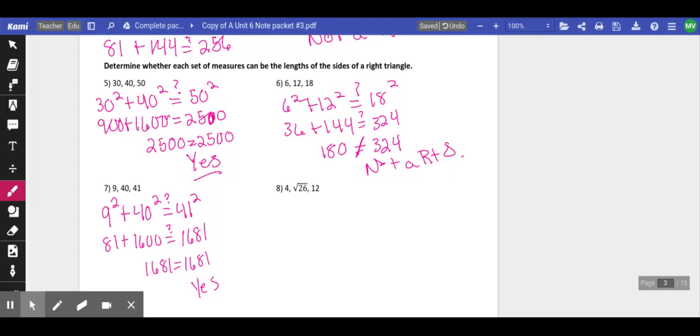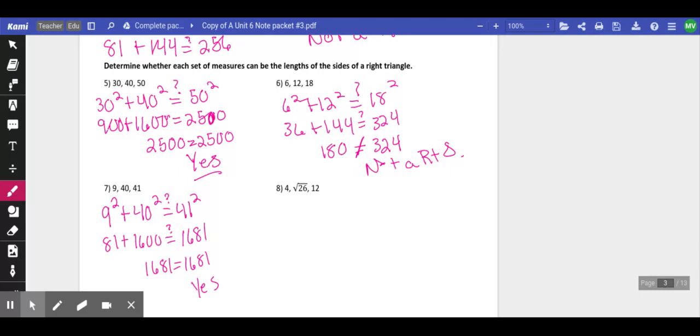Number 7 is 9 squared plus 40 squared. Is that equal to 41 squared? Well, 9 squared is 81. 40 squared is 1600. And 41 squared is 1681. Well, 1600 plus 81 equals 1681, so it's yes.